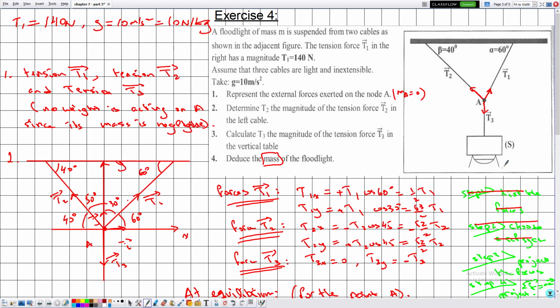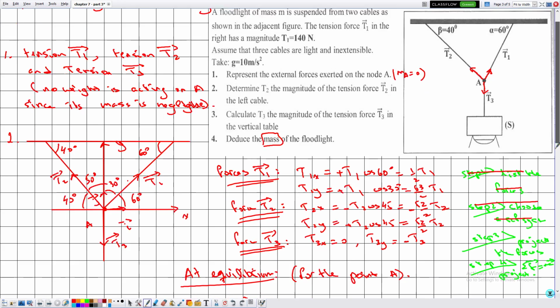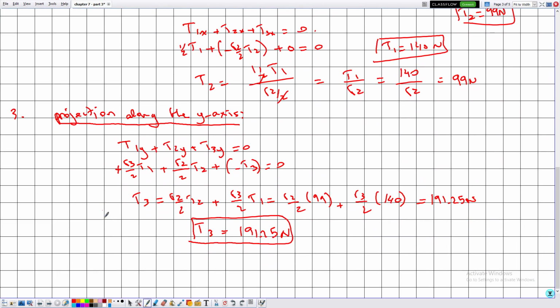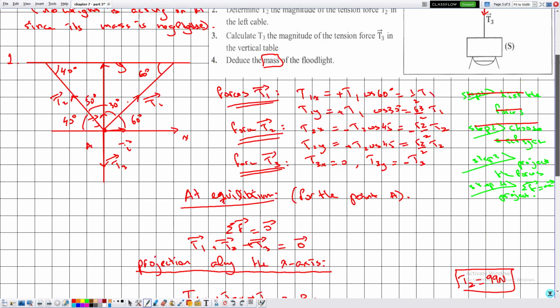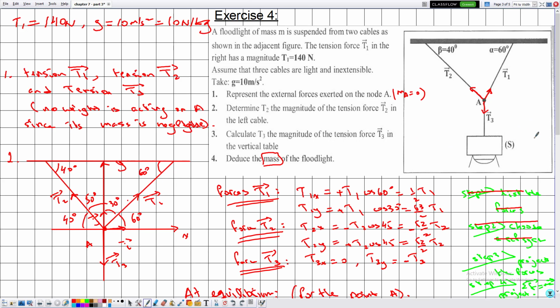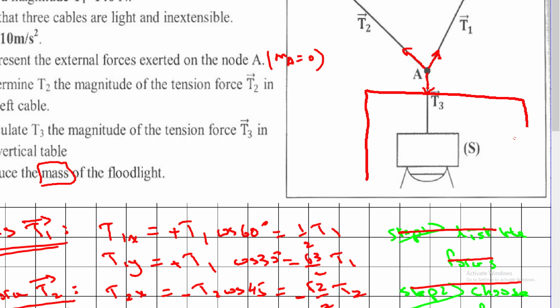So in this case, let's list the forces that act on the body S. So on the body S, we have the weight W, and if you consider the body S to be this body, we have the weight which is acting vertically downward like this, and we have tension T3 which is acting vertically upward like this. And notice that in this case the direction of the tension T3 is vertically upward and not vertically downward.